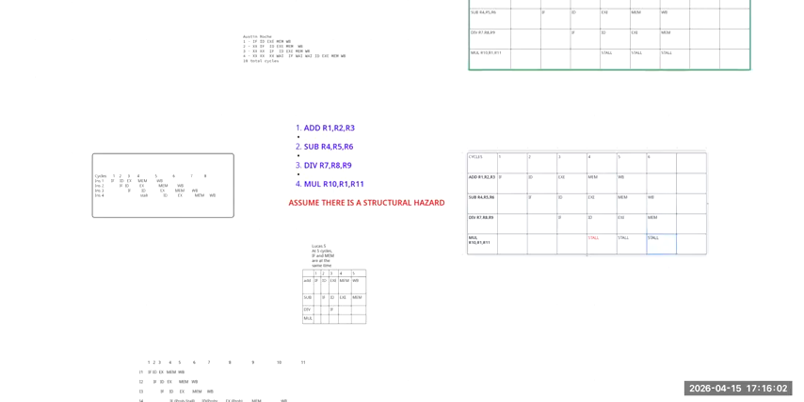Then in the seventh cycle, instruction 3 enters into the write back stage. Then instruction 4 will be allowed inside the pipeline. So that is in the instruction fetching stage. Decode, execution, memory access, right.